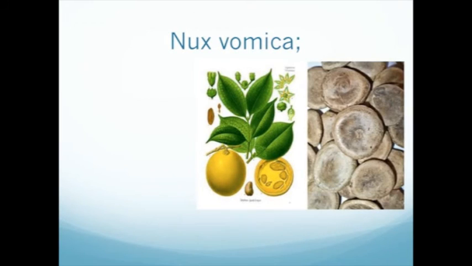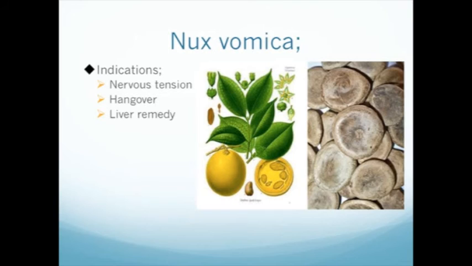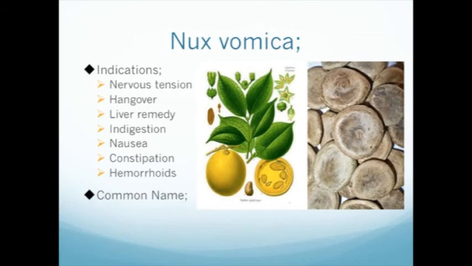Nux vomica. This is the picture. Indications: nervous tension, hangover. It's a liver remedy, indigestion, nausea, constipation, hemorrhoids. Common name: poison nut.